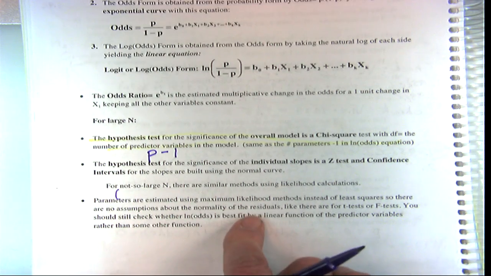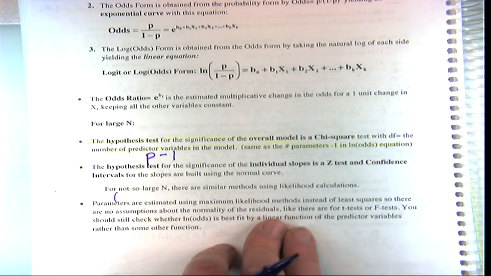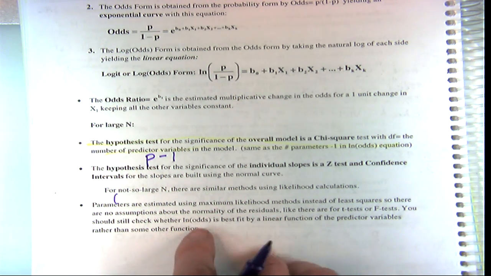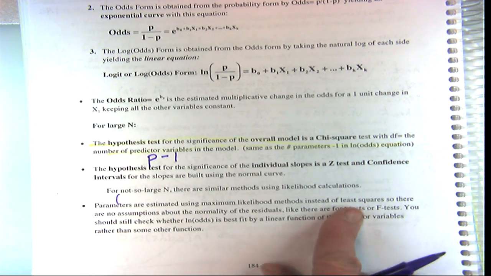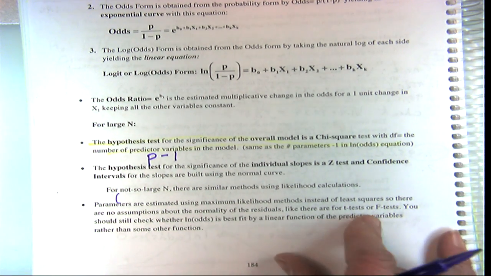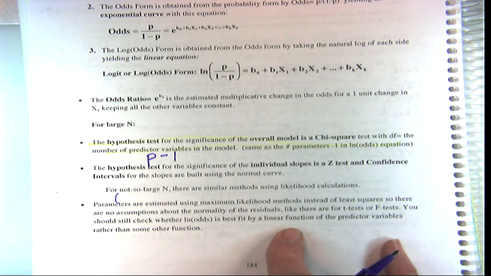And the other thing is, you remember the whole beginning of this chapter, we looked at violations of assumptions. And we did these transformations, those log and square root transformations, when there are violations of the assumptions. That's because we were using least squares estimation. Now, with logistic regression we're always using maximum likelihood methods instead of least squares, so there are no assumptions about the normality of the residuals. That was a big one, the normality of the residuals, right? Like there are for t and F tests. You should still check whether the log odds is the best linear fit.